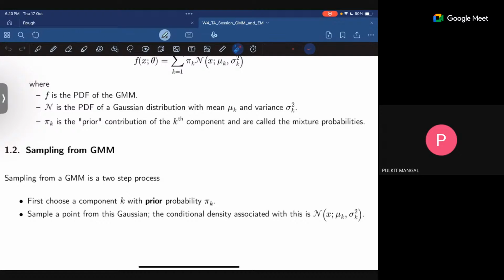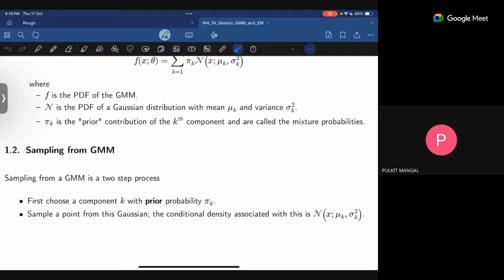So, the story of how you sample from your GMM. It's a two-step process for sampling data points from your Gaussian mixture model. First, you have to select or choose the component. Choosing from which Gaussian distribution you will sample your data point is done with the prior probability, which is denoted by pi k. So that is our first step, that you choose from which component you have to sample.